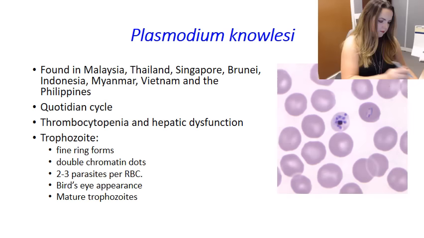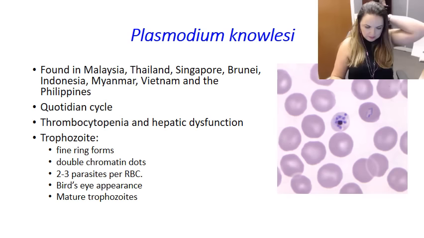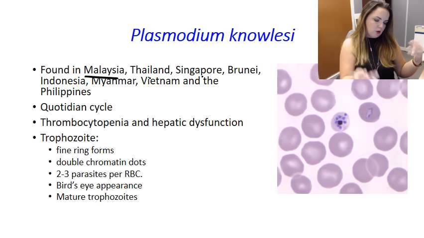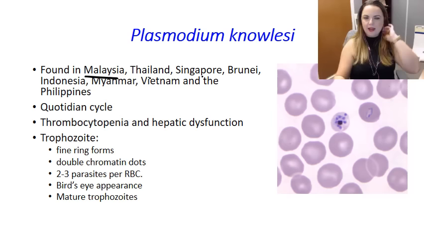All right, next malarial organism. This is P. knowlesi. This one's a little bit different in its endemic area. So this one is more associated with Asia. So we see it in Malaysia, Thailand, Singapore, Brunei, Indonesia, Myanmar, Vietnam, the Philippines. So that area of the world.